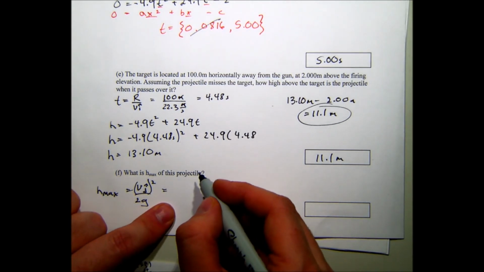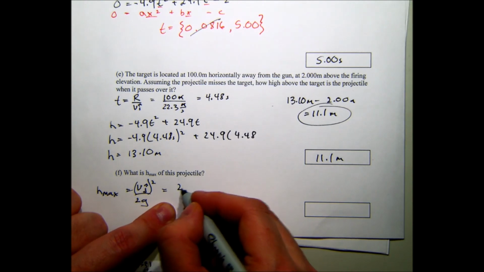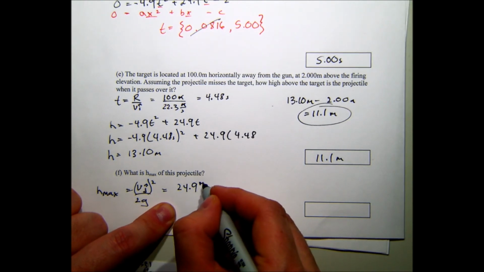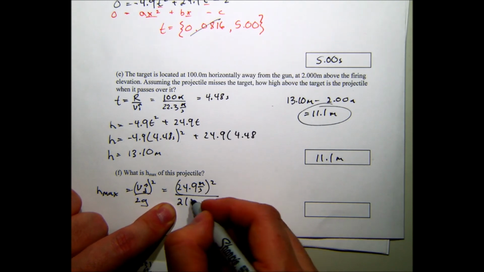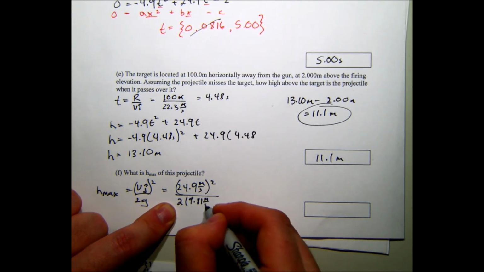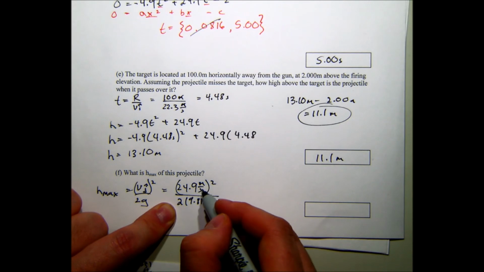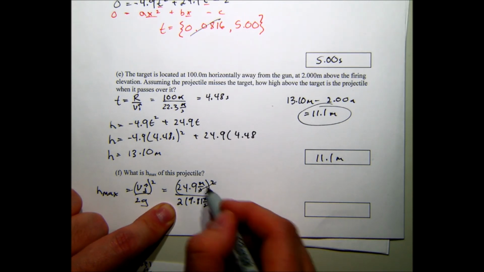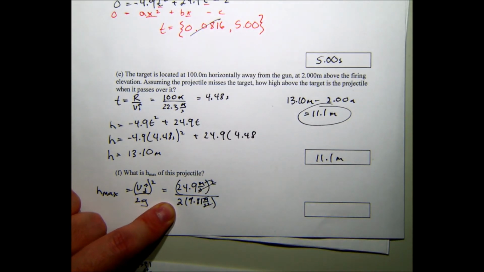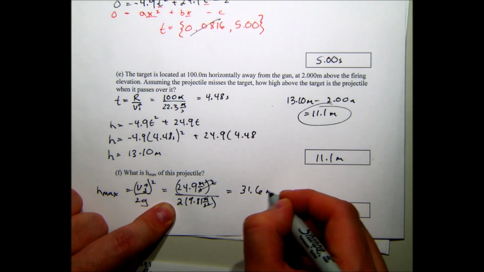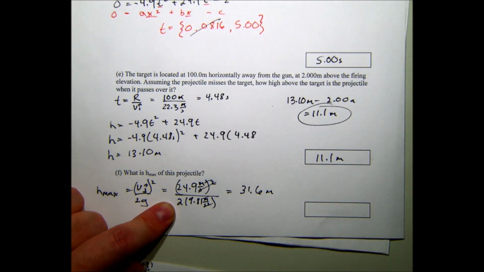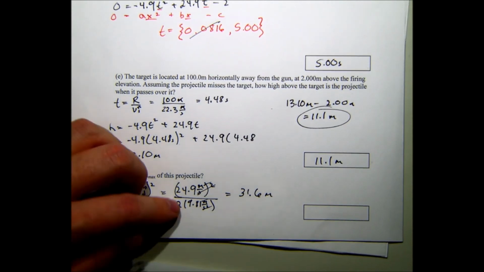So we write in our vertical velocity, it's 24.9 meters per second, all squared, over 2 times 9.81 meters per second squared. My seconds squared are going to cancel. One of my meters is going to cancel, leaving my final unit with meters, which is exactly what I want. And I end up with 31.6 meters. And this solution is above the position that it was fired.